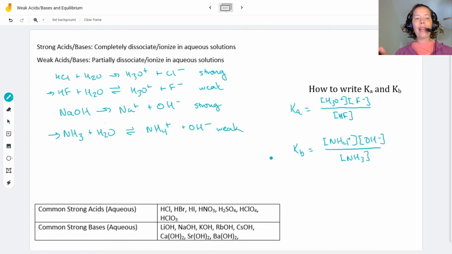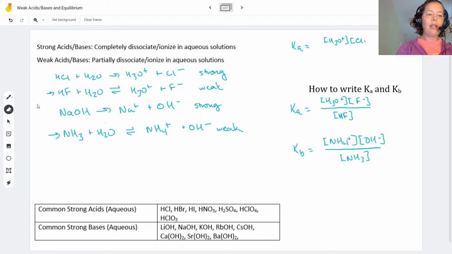I guess the only thing else to point out is why don't the strong ones have Ka? So we can write a Ka, let's write it up here for hydrochloric acid. So that would be concentration of hydronium over concentration of chloride. That's supposed to be a negative. I wrote it the wrong way. Of the chloride anion over the concentration of HCl.